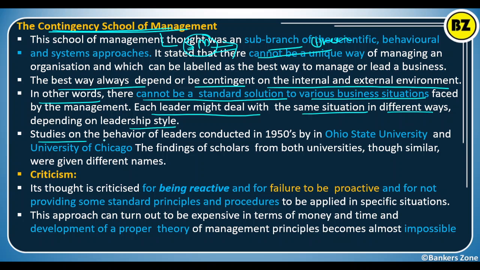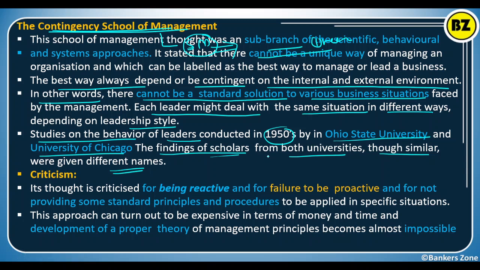So studies on the behavior of the leader were conducted in 1950 by Ohio State University and the University of Chicago. The findings of the scholars from both universities were almost similar, but they have given different names. So that is just for your information. You don't need to remember it.